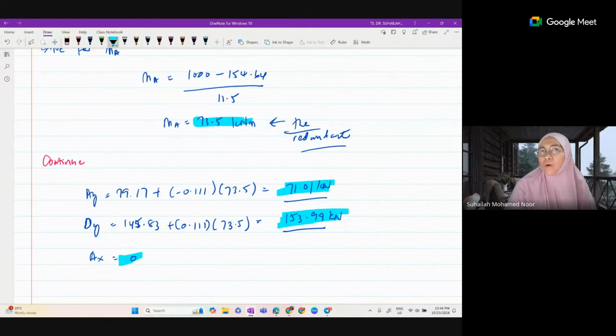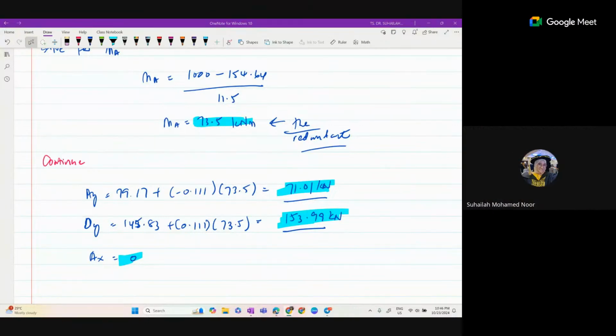Kamera buat hal. Kamera ni buat hal. Tapi dengar suara saya kan? Sekejap saya tengok.